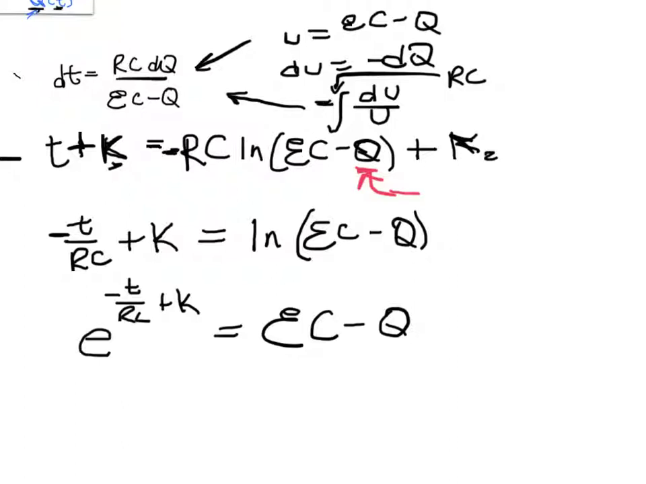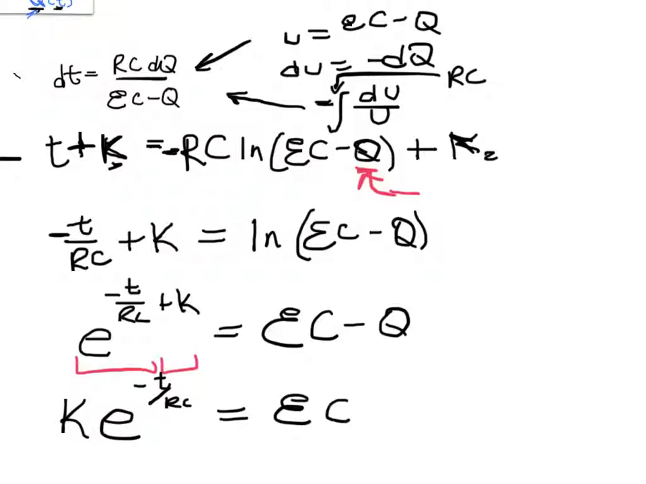Well, we're really getting somewhere now. I can say e to this thing plus K is the same as e to this times e to the K. But what is e to the K? It is also an arbitrary constant. So e to the K is just some arbitrary constant, so I'm going to say K e to the negative t over RC is equal to EC minus q.